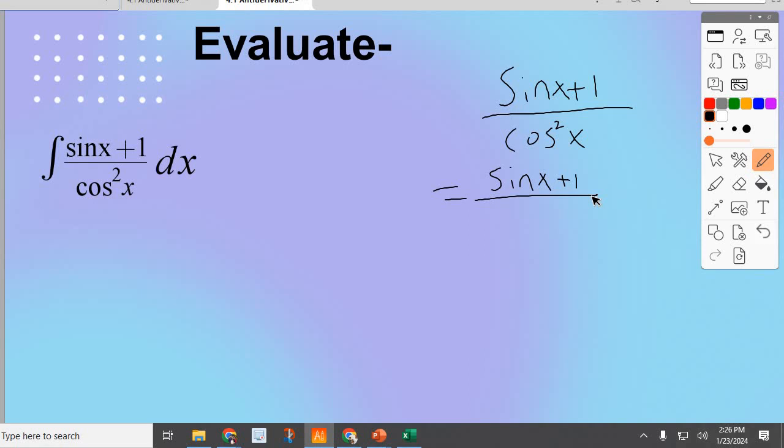No. No. Flip your negative. Negative sine squared x plus 1. Yeah, or in other words, 1 minus sine squared of x. Yeah. We're okay with that.